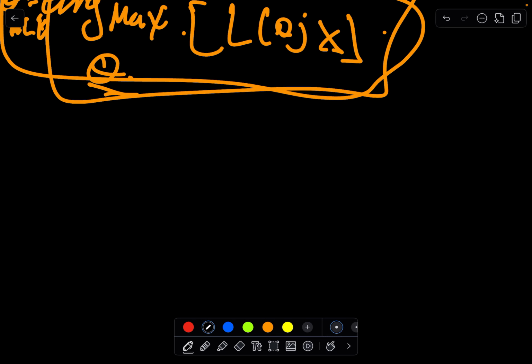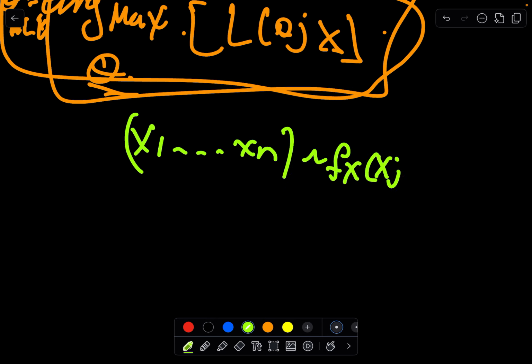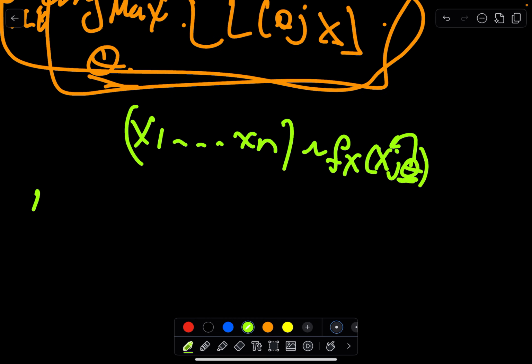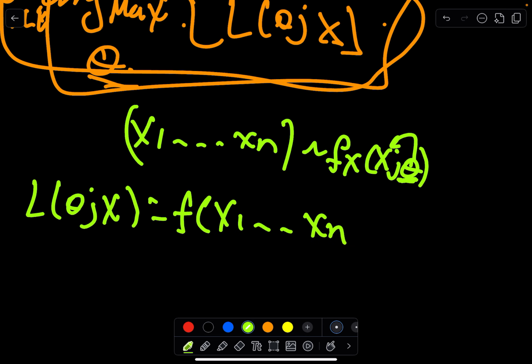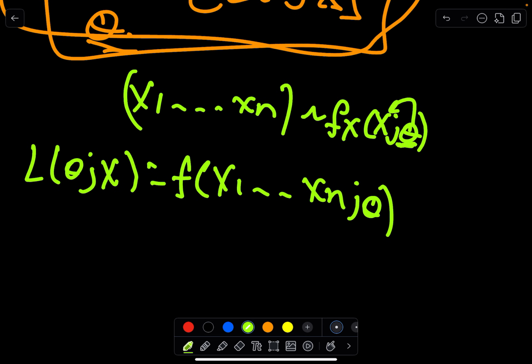I'll be a bit more formal here. We're given x1 to xn, and these are drawn from some density f_X of theta. So there's some underlying theta from which these x were drawn. What we want to do is find the theta that maximizes the joint likelihood, the joint density. We'll define the likelihood of theta given x to be the density of x1 to xn under some theta. We assume they're independently drawn, so this is an IID process. The independence allows us to factorize it as follows.